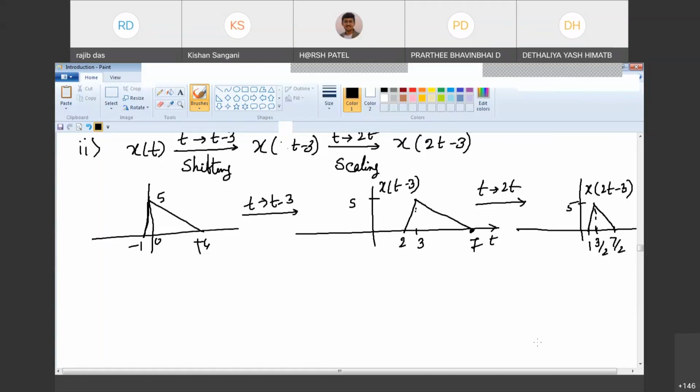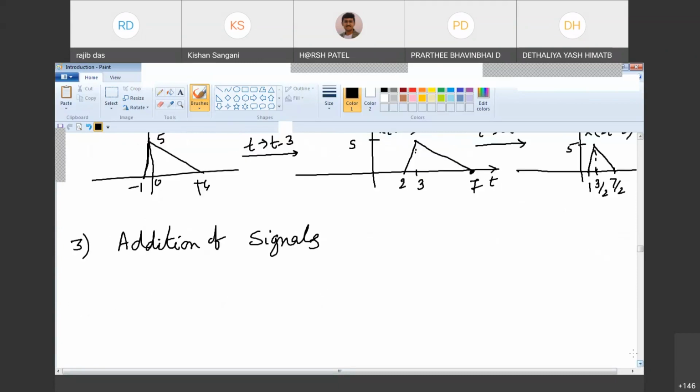Okay. So we have done these two operations: one is time scaling and the other is time shifting. Now, the third one is addition of signals. If you want to add more than one signal, we want to combine the signals. Suppose x1(t) is given, x2(t) is given, I want to get x1(t) plus x2(t). And what is the shape?